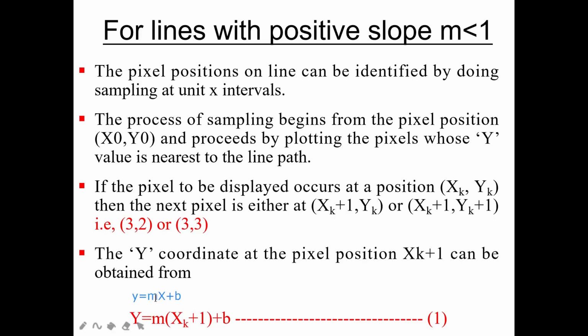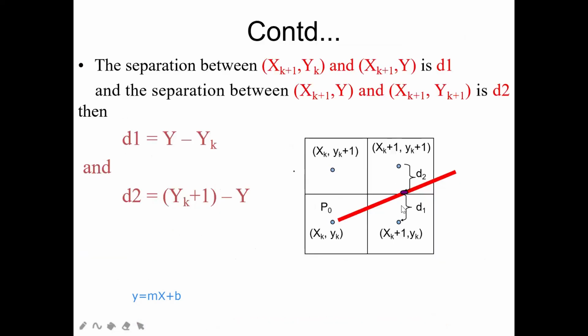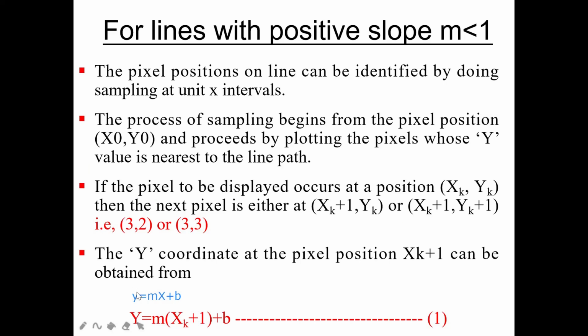So in this line equation, instead of this x value, I have told you that we have to use xk plus 1, because it will be an increment thing. So y will be equal to m, and instead of x you write xk plus 1, then plus b. So this is my first equation. Okay, so now moving towards the next slide.